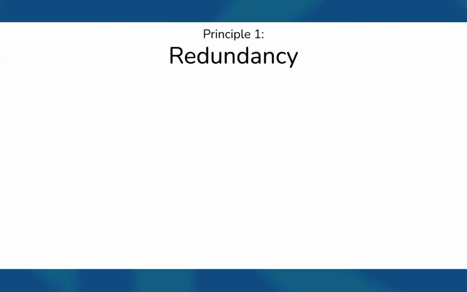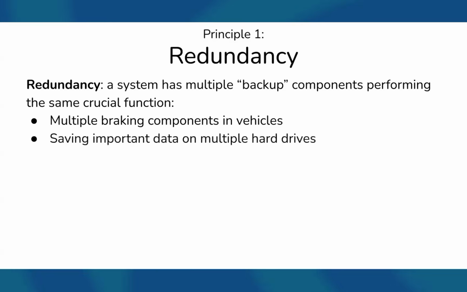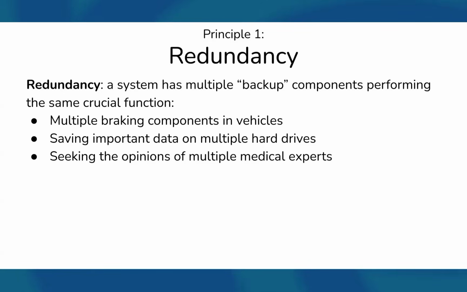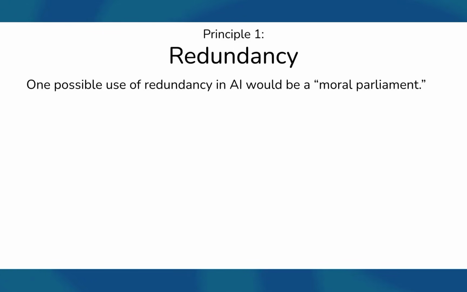Let's start with redundancy. Redundancy is when a system has multiple backup components performing the same crucial function. So an example is there are multiple braking components in vehicles. If people store their data on multiple hard drives, if one fails, we're still fine because they're backups. And even seeking the opinions of multiple medical experts can be useful for having a system not have a single point of failure. In the context of AI, one example of redundancy could be a moral parliament of some sort.